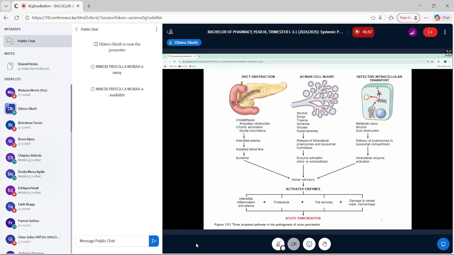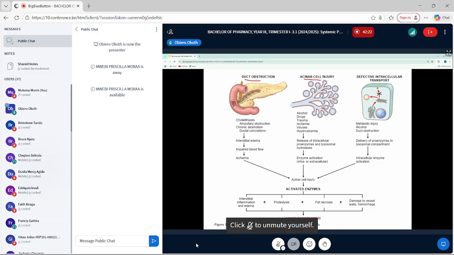In short, what this was saying, there are three mechanisms. You can have a duct obstruction, you can have acinar cell injury, the enzymes or the proenzymes. Obstruction can be caused by cholelithiasis, giving you a biliary obstruction. You can have chronic alcoholism. You can have ductal concretion.